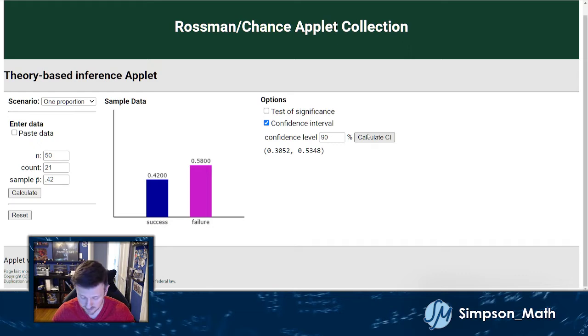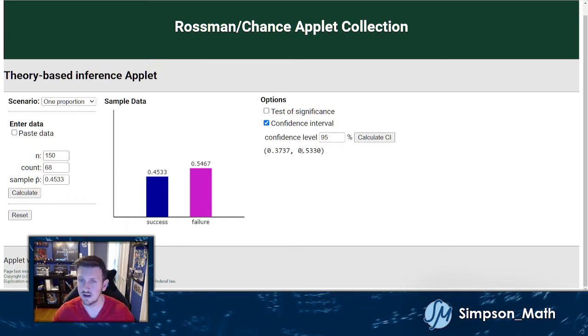If I wanted to quickly redo this for the 150 and the 68, I put in the 150 and then my 68, and it calculates the correct 0.4533. Notice these were updating, but this confidence level hasn't updated over here. That's because we need to press one of the calculate buttons. I'll press this one, doesn't really matter. And notice it updates the bar graph and this calculation. But it does need to be 95. And so there we go. There's our 0.3737 and the 0.5330 that we saw earlier. So that is how to use this applet.